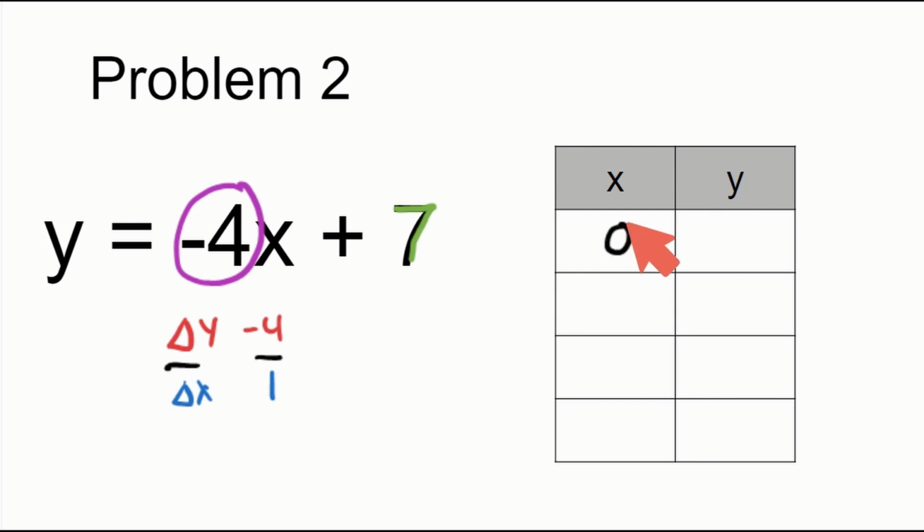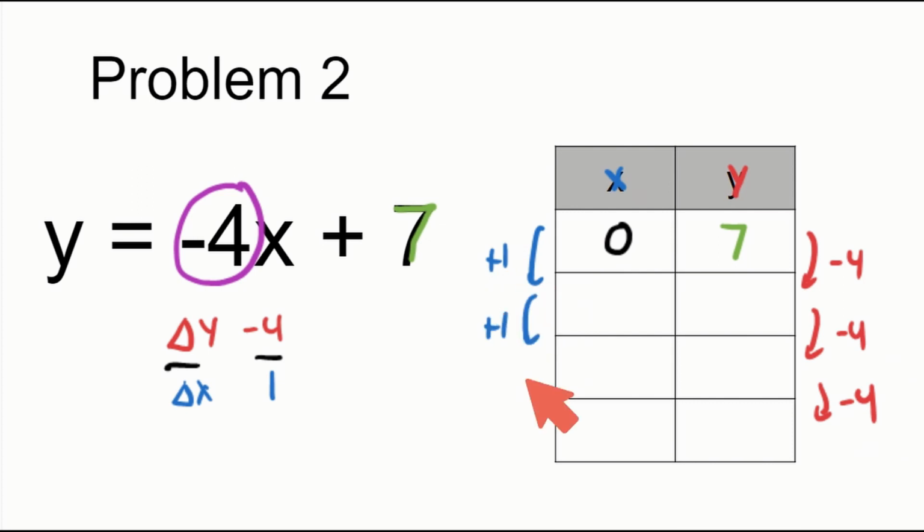Starting at 0, what's our y-intercept going to be? We're starting at 7, so 0, 7. Taking a look at our y values, we know our change in y is going to be negative 4. So as we move down the row, we're going to be subtracting 4. And taking a look at our change in x, we know that's going to be plus 1. So as we move down, we're going to be adding 1 each time. So now let's go and complete our table.